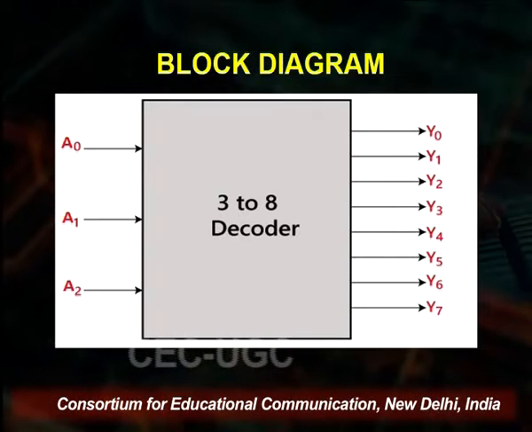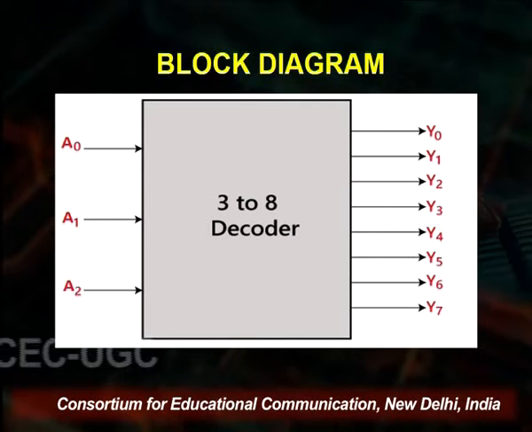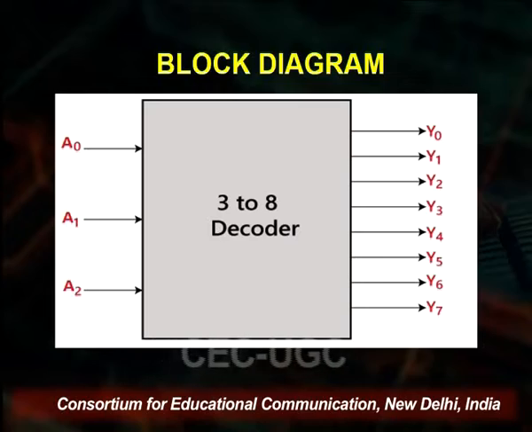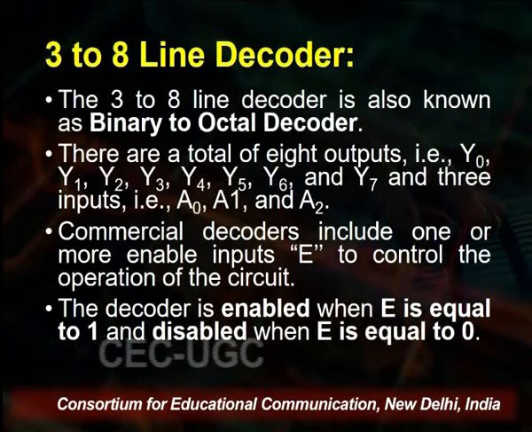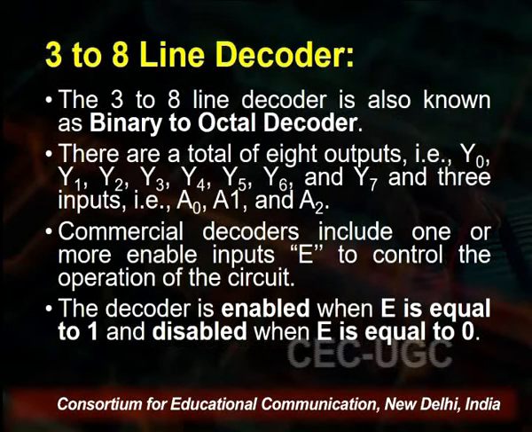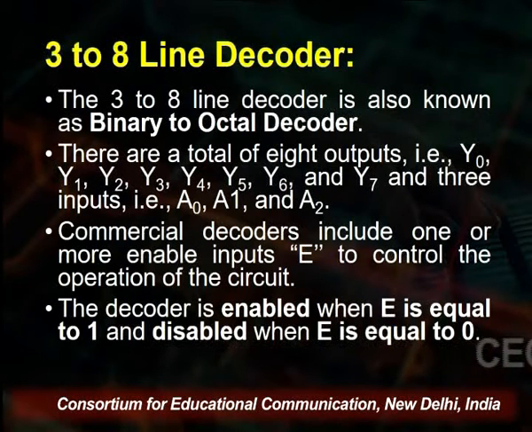Let's look at the block diagram, which represents exactly what I just said. 3 inputs, A0, A1 and A2, and you have 8 outputs starting from Y0 to Y7. So it's a 3 to 8 decoder block diagram. It's also called a binary to octal decoder, because we know these are the number of bits we need to represent a binary or an octal digit. There are a total of 8 outputs, Y0, Y1, 2, 3, 4, 5, 6 and 7, and 3 inputs, A0, A1 and A2, which we just saw in the block diagram.